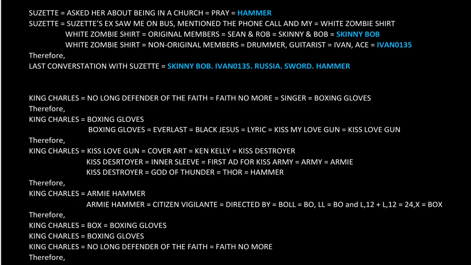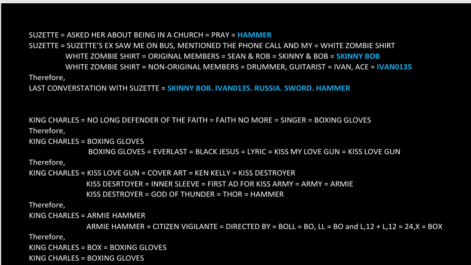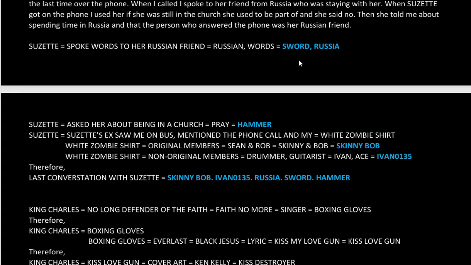He had mentioned my phone call to Suzette. That phone call involved me speaking words to a Russian woman, which translates to Russian words and sword. Me asking Suzette about her church was a reference to pray, which is hammer. So the key words I get from my conversation with Suzette was from her friend, Russian. In fact, I spoke words to her Russian friend. It's Russian words. Words is anagram for sword. I asked her about the church, which is a reference to pray, which was a reference to hammer.